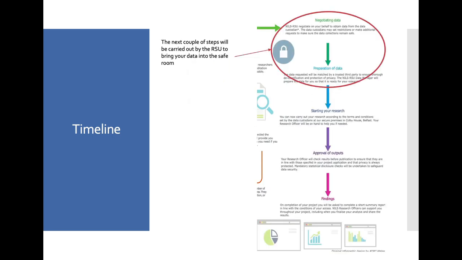And the next 2 steps here will be carried out by the RSU to prepare your data in the safe room. The timing of this part varies depending on the complexity of the project, whether RAG have recommended any changes to variables, and also the current resources in these times of restrictions. When the data is ready, access is fairly quick as long as all paperwork is in order.